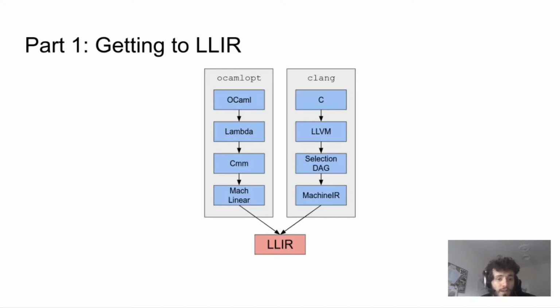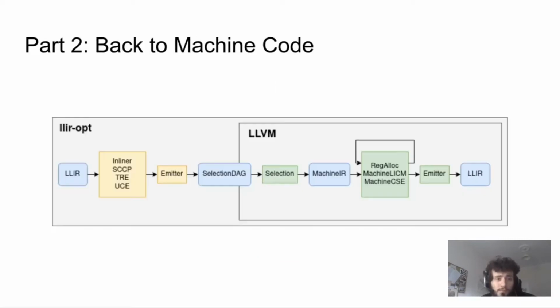On the OCaml side, we generate LLIR from linear, as the mapping is almost one-to-one. We are essentially cross-compiling to a new target in both compilers. Getting to LLIR is only the start of the journey. We also need to generate machine code from LLIR, and this step is non-trivial.